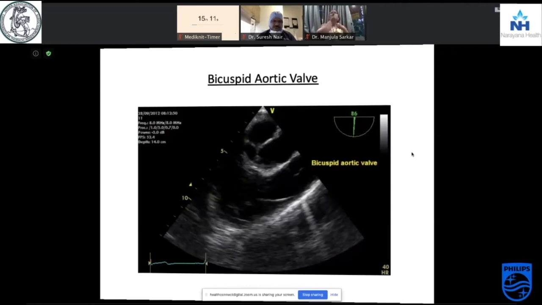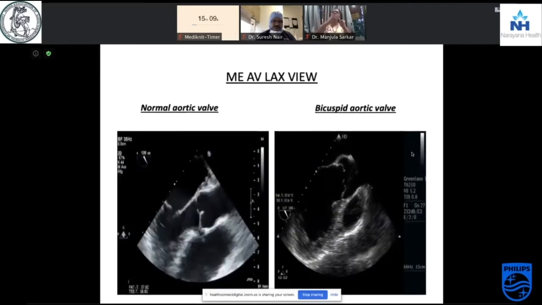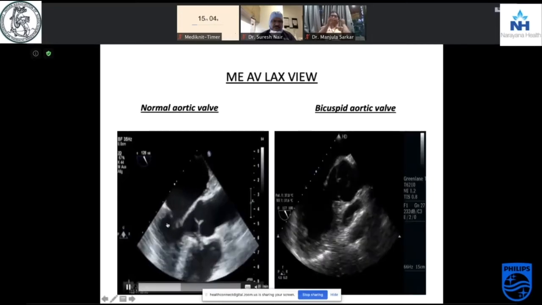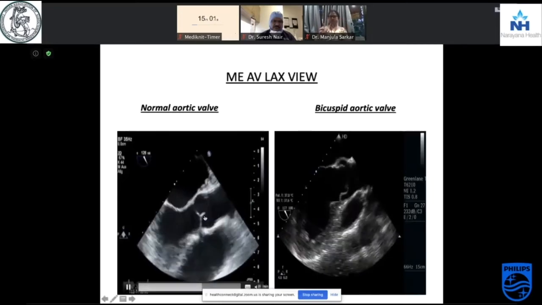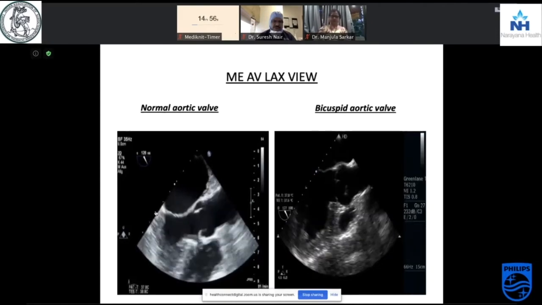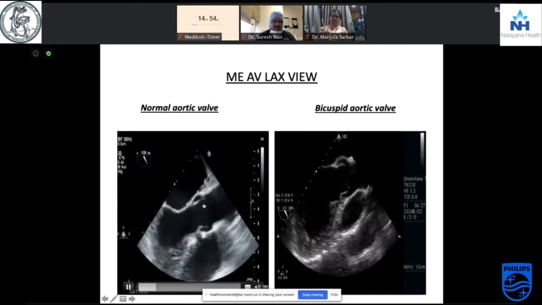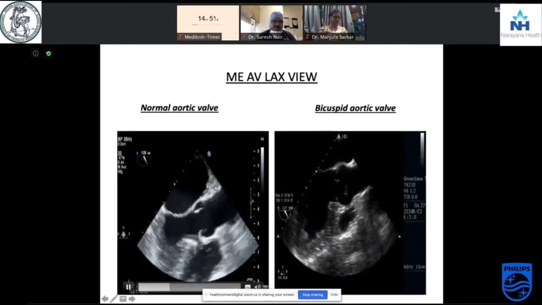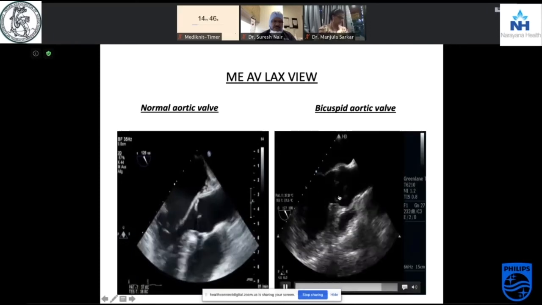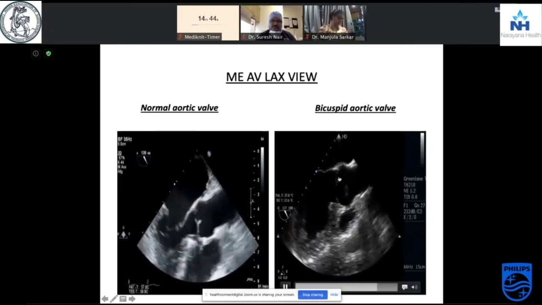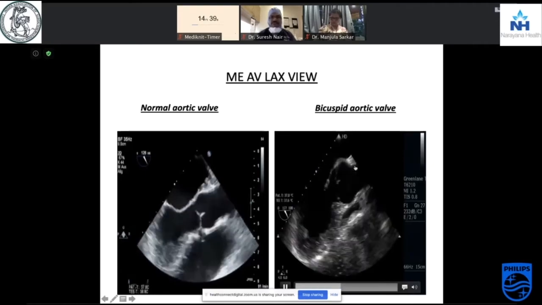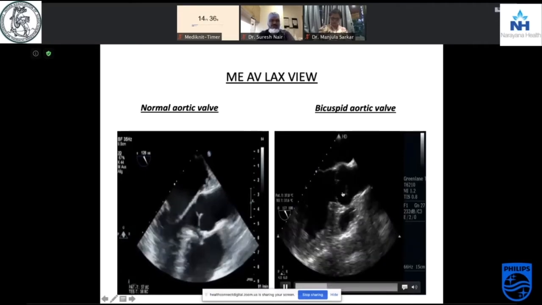What about the unicuspid aortic valve? How do you identify it in long axis also? On the left hand side, this is a normal aortic valve. If you see here, the coaptation point is exactly at the midpoint during diastole, and during systole, the aortic valve leaflet almost lines up with the proximal ascending aorta. Whereas in a bicuspid aortic valve, on the right hand side, the coaptation point is off center, and during systole, they do not line up with the proximal ascending aorta. Also, there is a systolic doming.